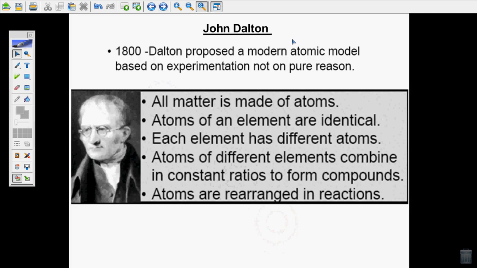Our first scientist is John Dalton. John Dalton proposed a modern atomic model based on his experimentation, and he came up with Dalton's postulates. His postulates stated that all matter is made of atoms. Atoms of an element are identical. Each element has different atoms. Atoms of different elements combine in constant ratios to form compounds, and atoms are rearranged in reactions.